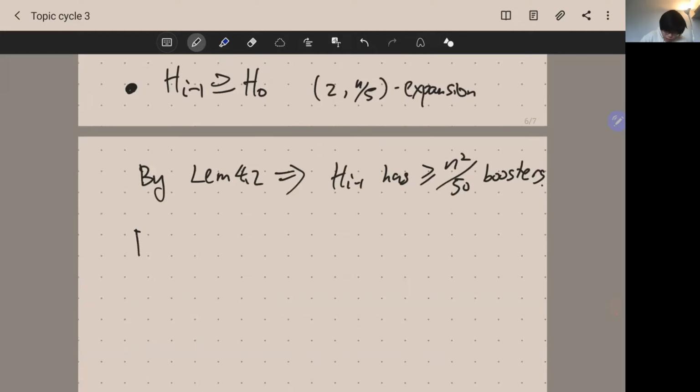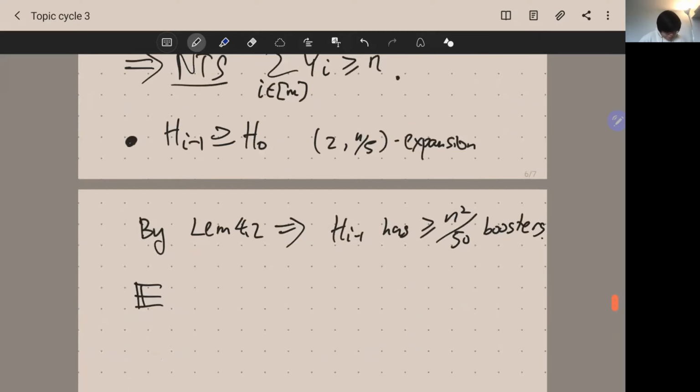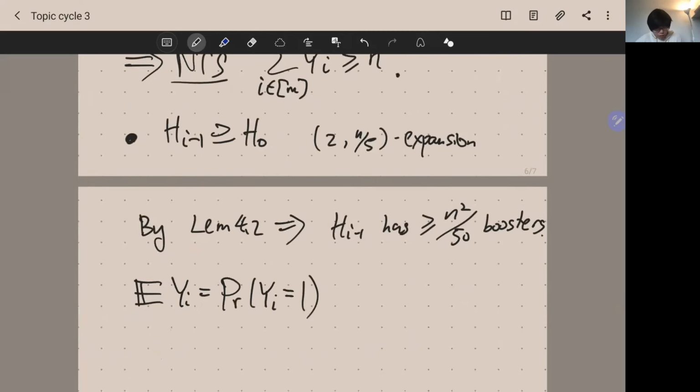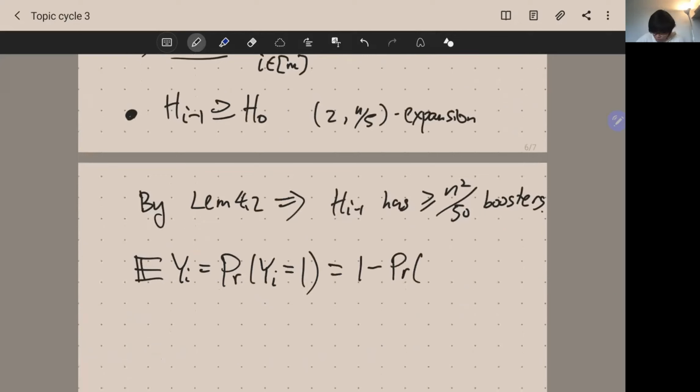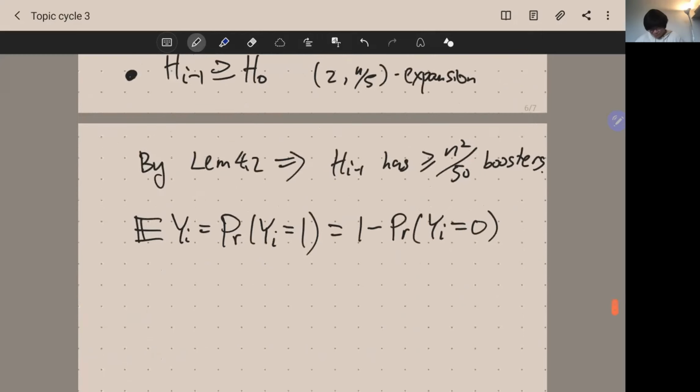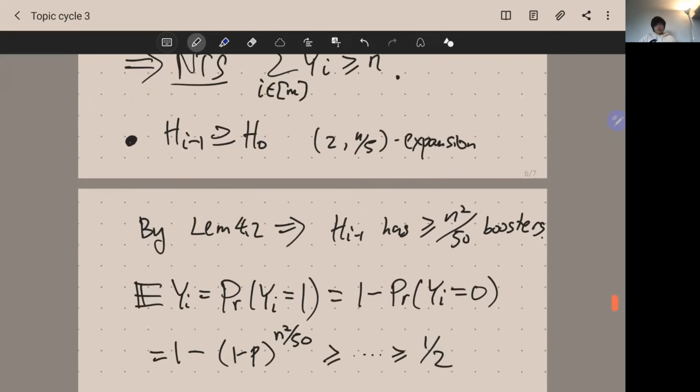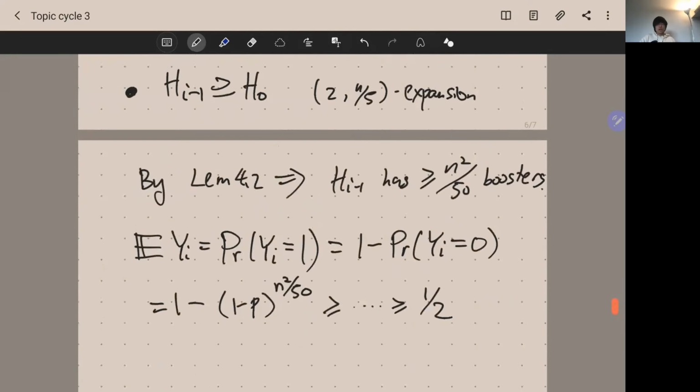Then we can compute the expectation of the event that we contain a booster. Because it's an indicator variable, it just equals the probability that it's 1, which is 1 minus the probability that it's 0. So this might be the most difficult part. Now let's estimate the probability that Yi equals 0. It's 0 if none of the edges that we sprinkled hit one of these boosters, right? We have n squared over 50 choices, and none of them get hit, independent of each other. After some computation, which I will not do, it's at least 1/2. So in expectation, Yi has value 1/2. The probability that we have a booster is 1/2.